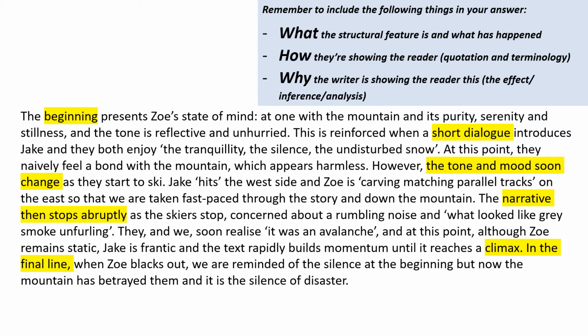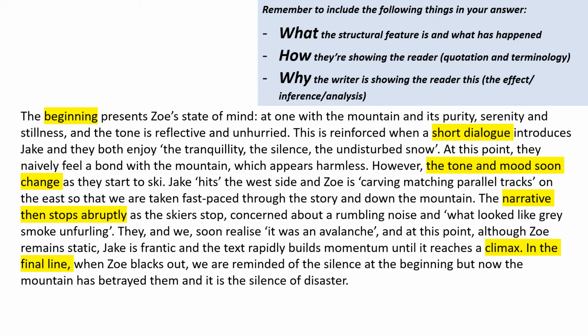So the beginning presents Zoe's state of mind, at one with the mountain and its purity, serenity and stillness. And the tone is reflective and unhurried. This is reinforced when a short dialogue introduces Jake and they both enjoy the tranquility, the silence, and the undisturbed snow. At this point, they naively feel a bond with the mountain, which appears harmless. So what's happening at the beginning? What's the beginning reflecting? How is this shown through structural devices and what is that device telling us?